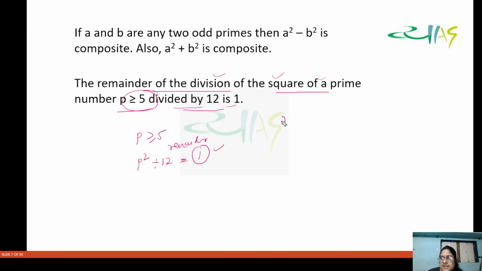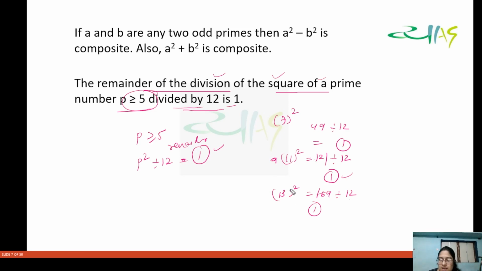So you can obviously see this. Take 7 square, it is equal to 49. Divide this by 12. What are you going to get as the remainder? 1. Take 11 square because it is also a prime number. 121 will be its square. Divide this by 12. What are you going to get? Remainder 1, because 12 into 10 is 120 and so the remainder is 1. Similarly, take 13 square. What is 13 square? 169. Divide this by 12. Obviously 168 is divisible by 12, so what will be the remainder? 1. Obviously 1. All right.